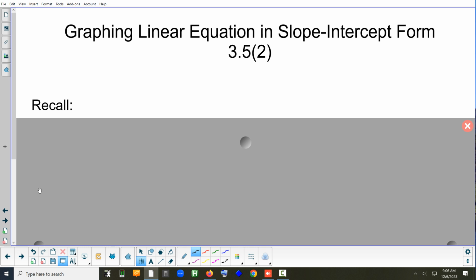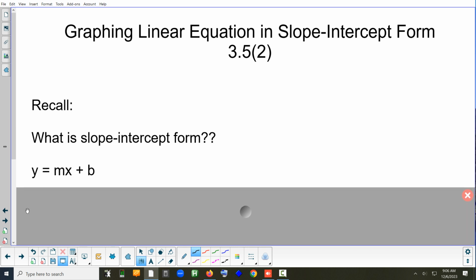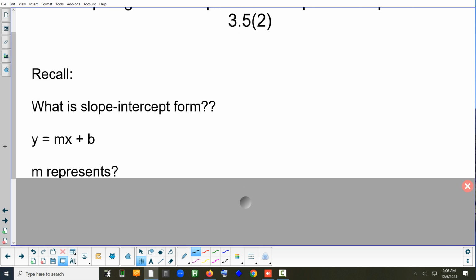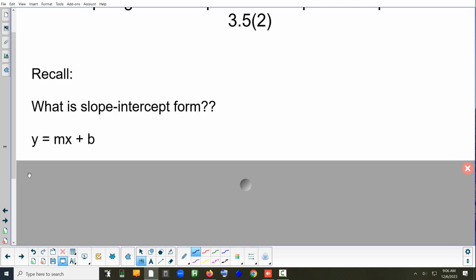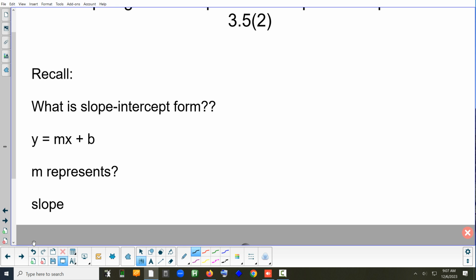Yep. Y equals mx plus b. Yes. So slope-intercept form is y equals mx plus b. So you can put that down right when you have the blank line right below slope-intercept form. And now what does that m represent? That's the slope. Yep. So m is the slope.